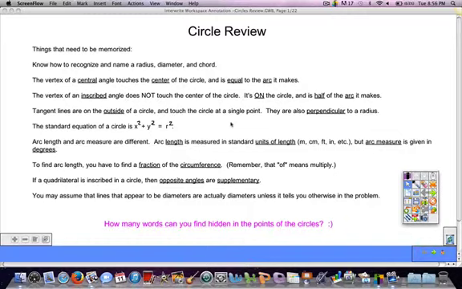Same is true with tangents. Okay, let's get started.